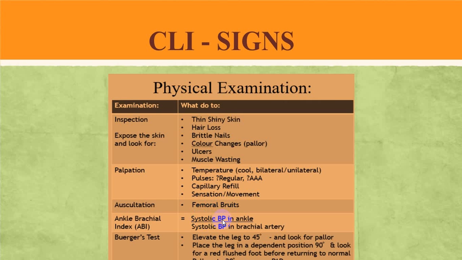Systolic blood pressure at the ankle and brachial artery will be different. So ankle brachial index will be markedly affected. It will be less than 0.5. And in Buerger's test, on elevation up to 45 degrees you will see a pallor, and when you put the leg in a dependent position at 90 degrees, the red flush of the foot will appear. If the pallor appears at less than 20 degrees, it indicates severe peripheral arterial disease.